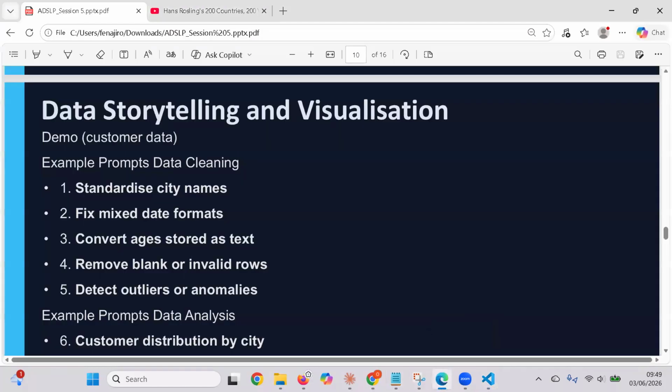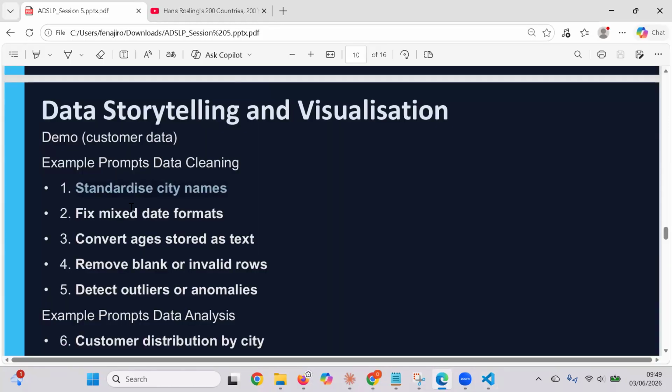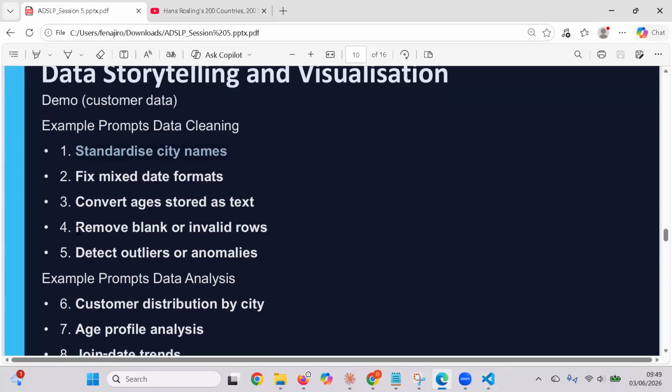So let's go back to our slide. First of all, we are going to do what? We are going to standardize for the cleaning. We are going to standardize the city name, fix missing date formats, and convert age stored as text, because originally, look at this, we are going to fix that also. Again, remove blank or invalid rows.